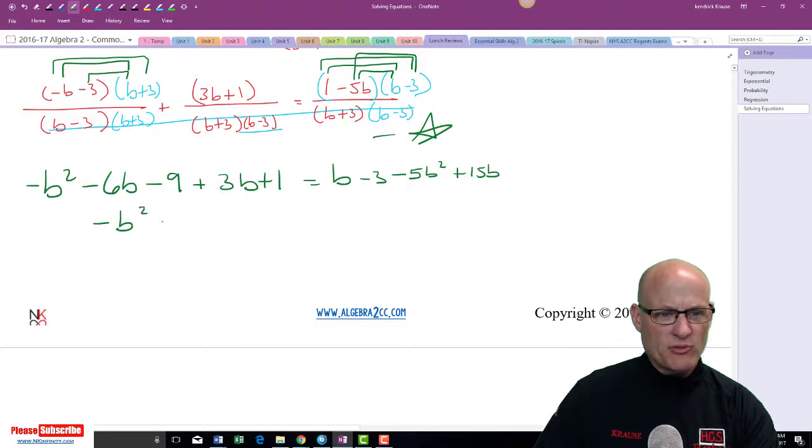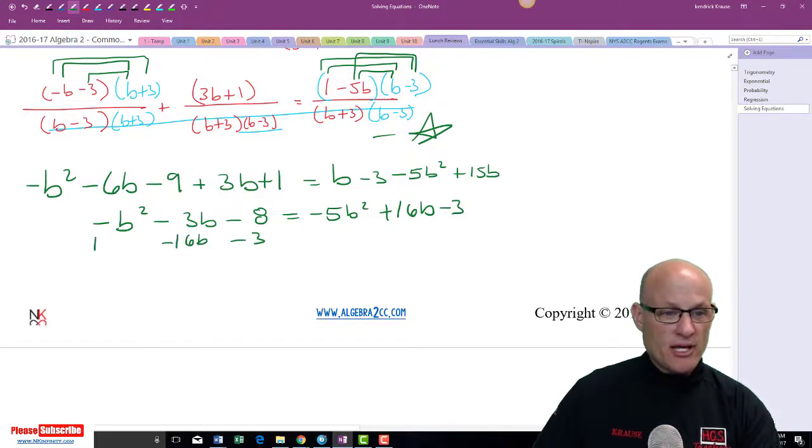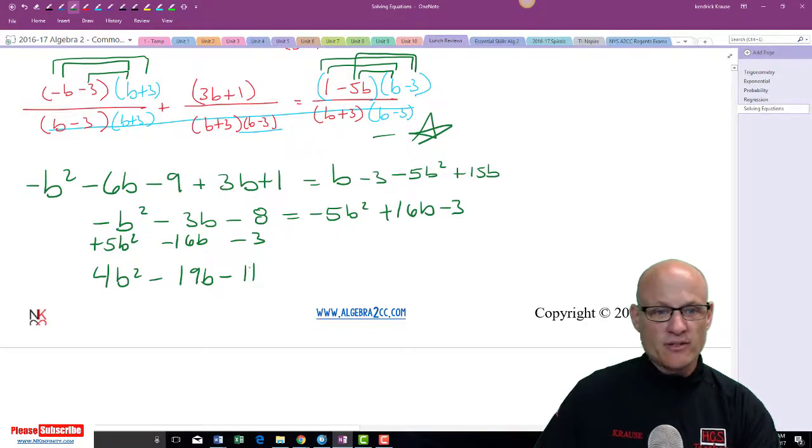I think it'll be easy if we simplify it. We'll make less mistakes. B squared minus 3b minus 8 equals negative 5b squared plus 16b minus 3. So we'll subtract 3, we'll subtract 16b, and we'll add 5b squared. So I end up with 4b squared minus 19b minus 11. That's supposed to be 5. Oh, we're adding 3. Adding 3. Because I looked earlier, I'm like, that's supposed to be 5. So we're going to be minus 5.